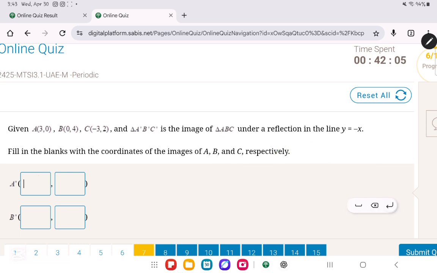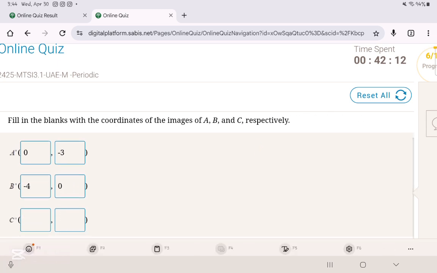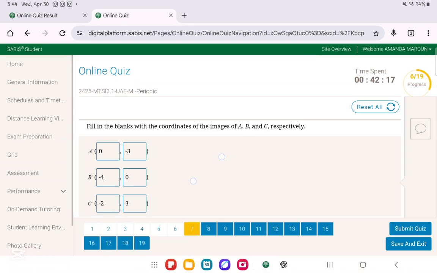So 3, 0 becomes 0, minus 3. 0, 4 becomes minus 4, 0. And then finally, minus 3, 2 will become minus 2 and 3.